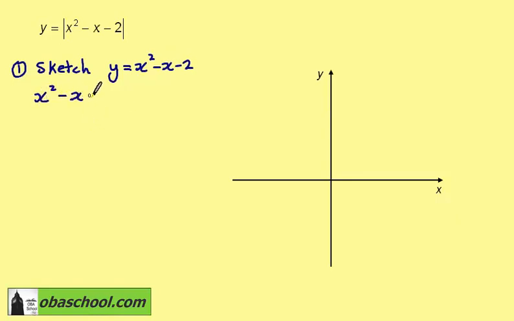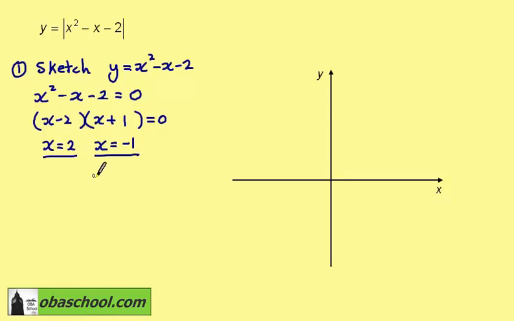Consider x squared minus x minus 2 equals 0. We can factorize this, so we have x minus 2 and x plus 1, and this tells us that the curve crosses the x-axis at x equals 2 and x equals minus 1. The fact the coefficient of x squared is positive tells us the curve is this shaped.